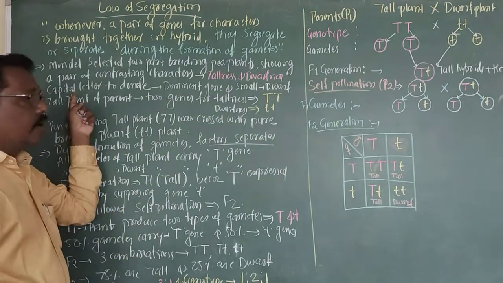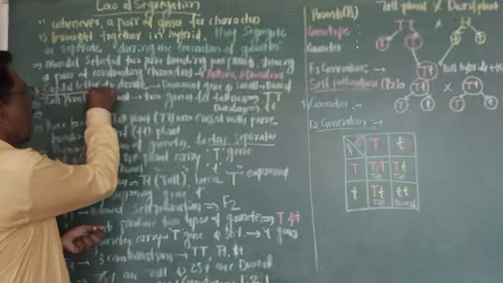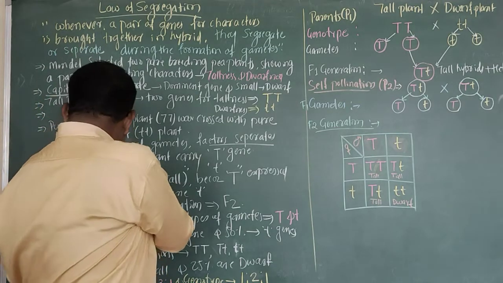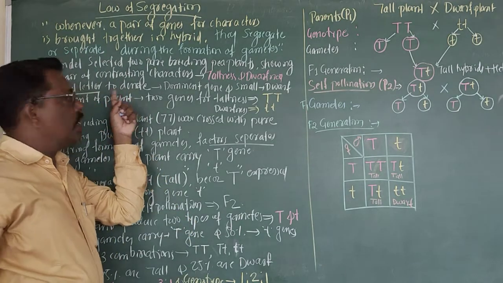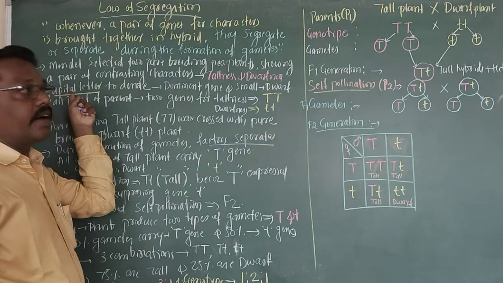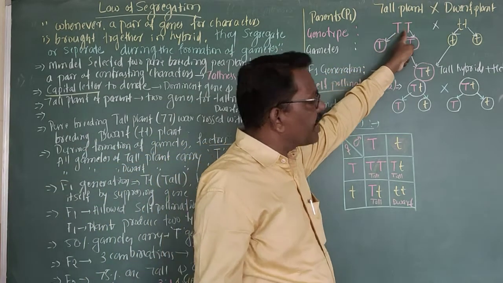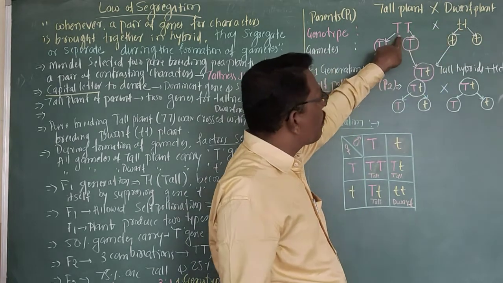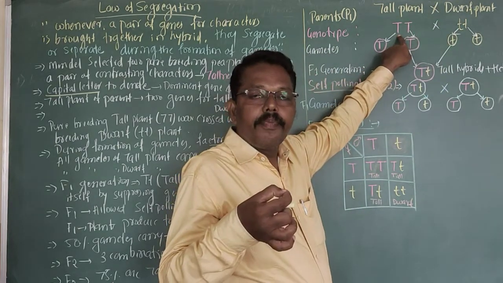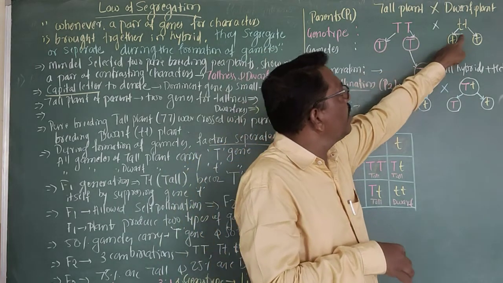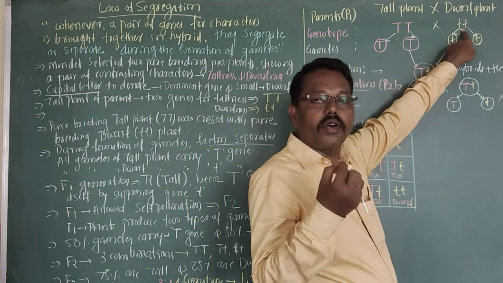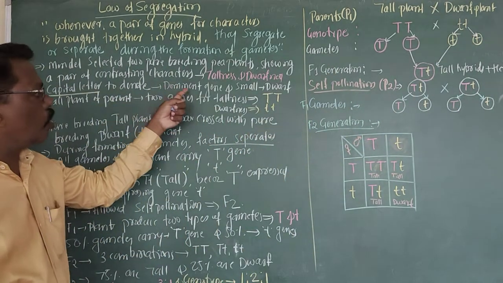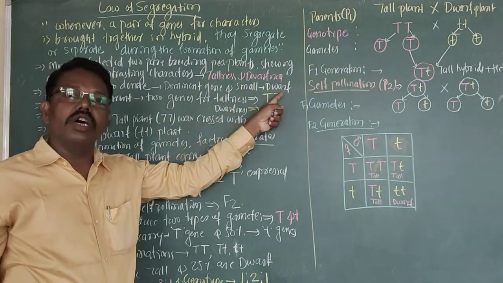Then Mendel used the capital letter to denote the dominant gene. Here I will show capital T for tallness, as well as small t for dwarfness. He used a capital letter to denote the dominant gene, and he used small t to denote the recessive gene. Hence, capital letter denotes the dominant gene and small letter denotes the recessive gene.